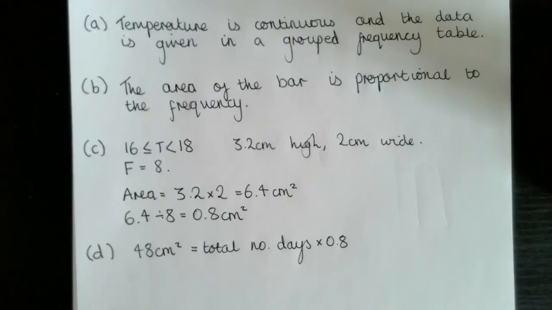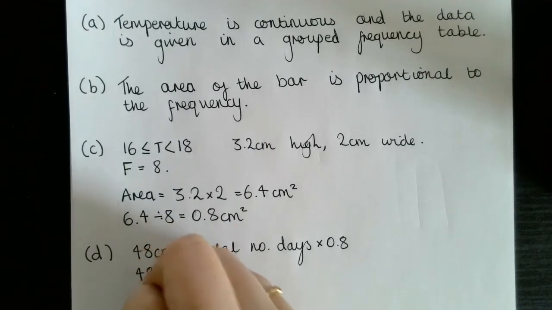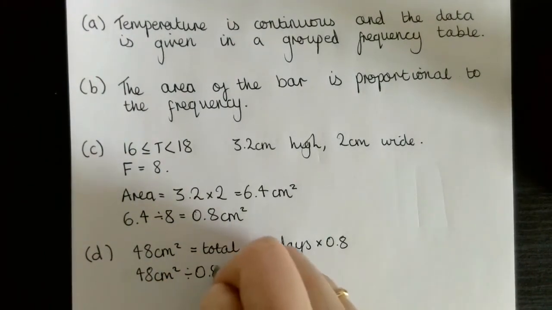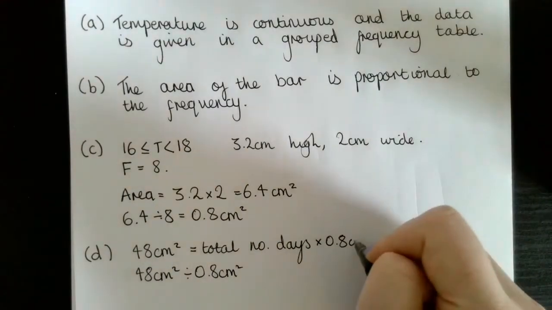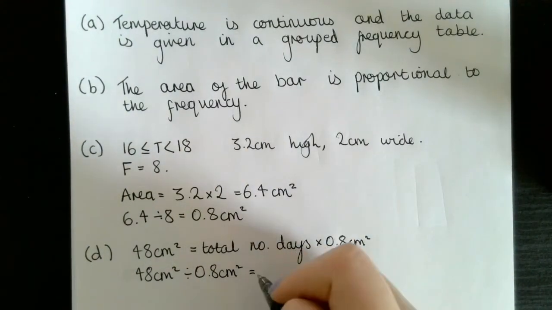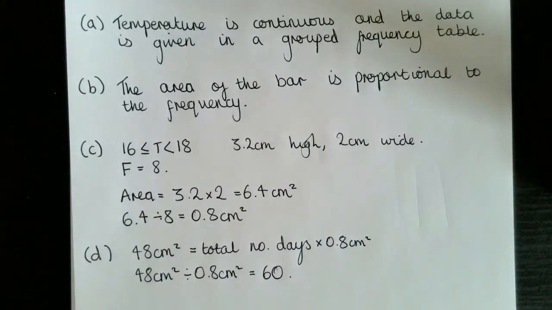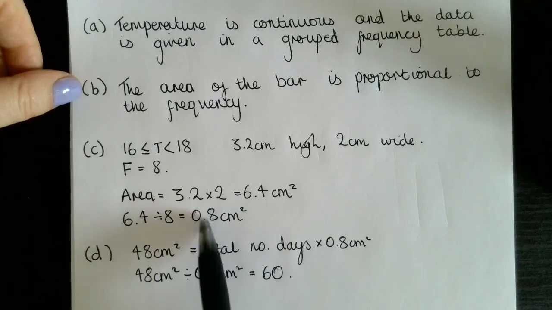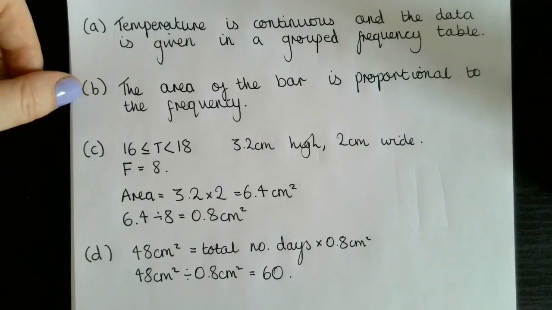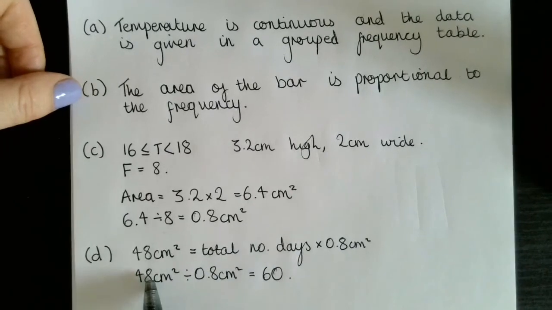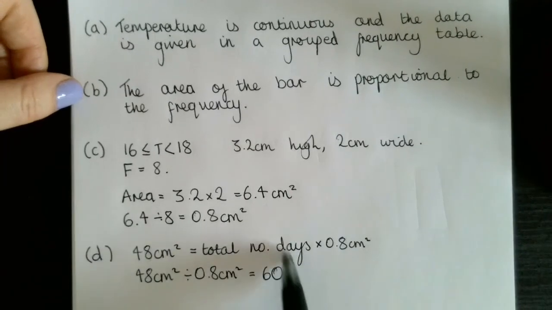So if we do 48 centimetres squared divided by 0.8 centimetres squared, we will find out the total number of days, which was 60. So we found out that 0.8 centimetres squared represents 1 day. So if we find out how many 0.8 centimetres squared are in 48, we find out how many days there were in total, which was 60.